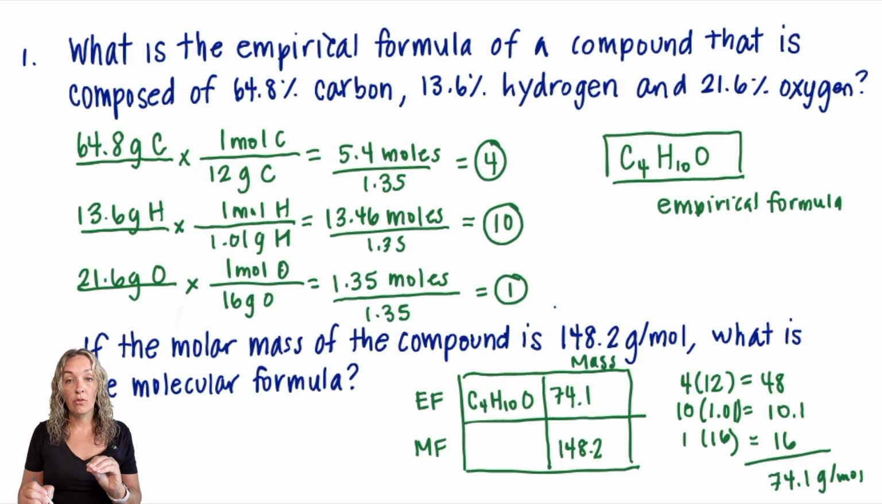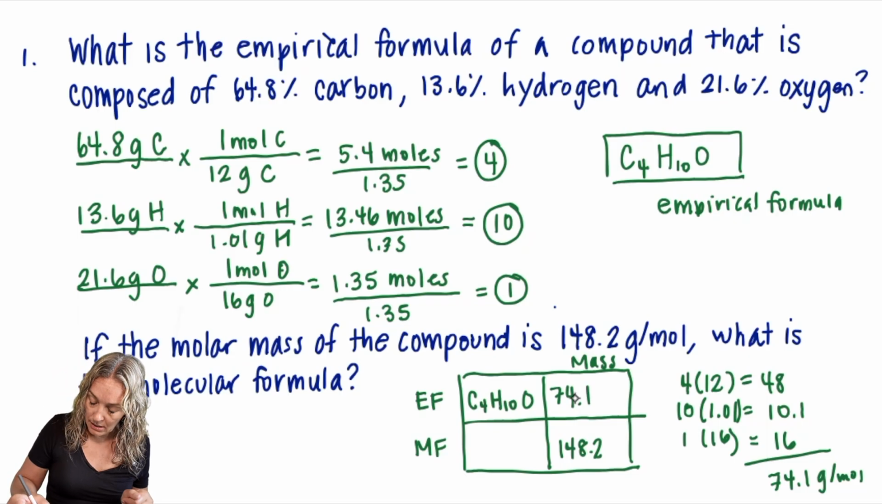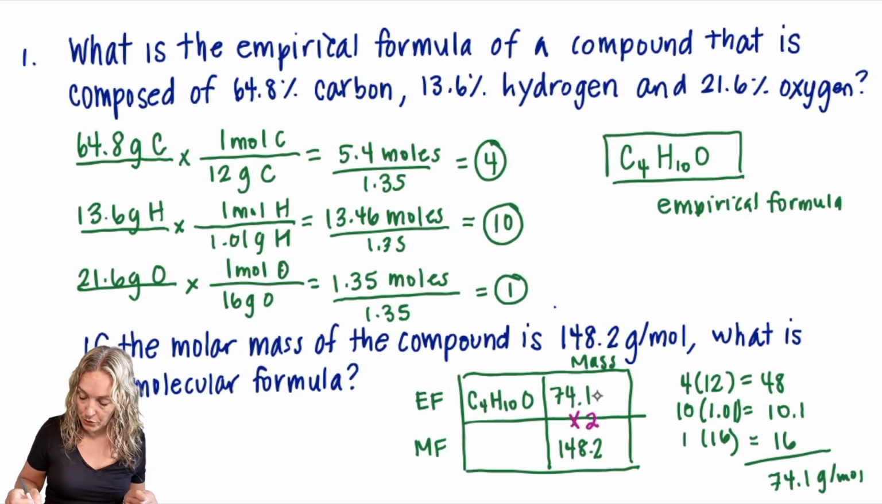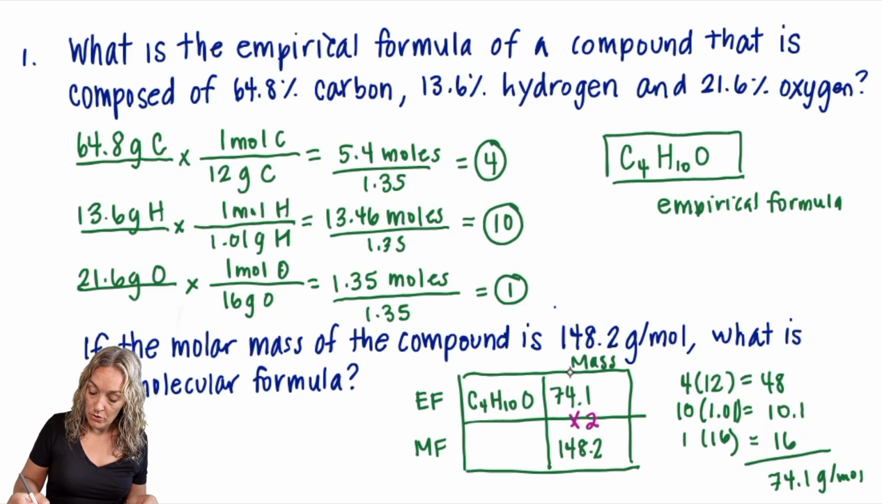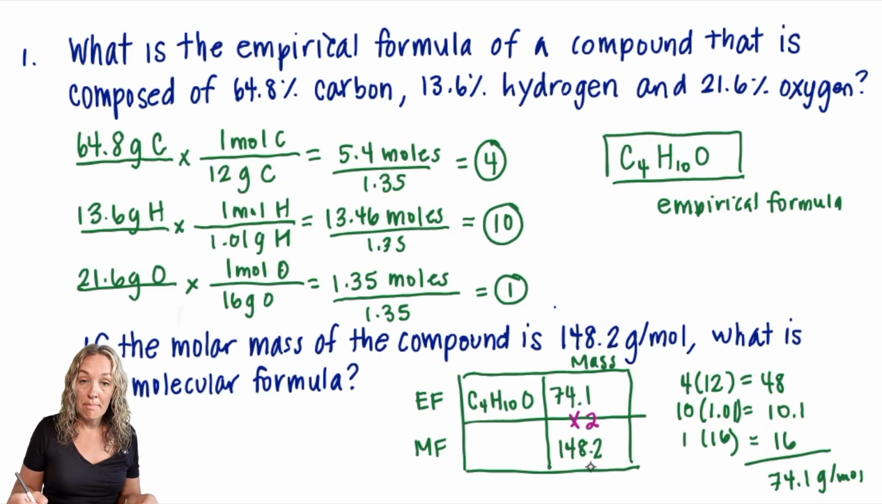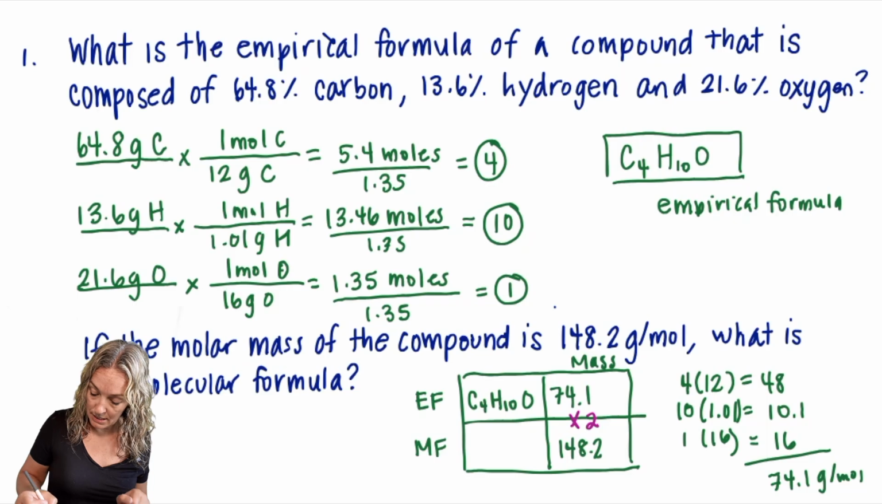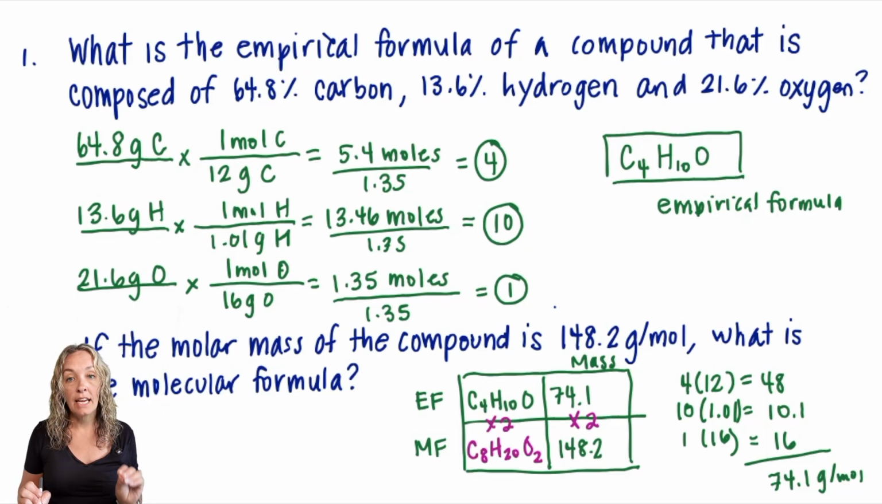Now I know the molecular formula has to be in the same exact ratio as my empirical, so it should be a multiple. So if I take a look at 74 and 148, I can see that I simply need to multiply by 2 in order to get my molecular formula from my empirical. So if I have to multiply the mass by 2, that means that I'm going to need to multiply the formula by 2 as well. That's going to give me C8H20O2 as my molecular formula.